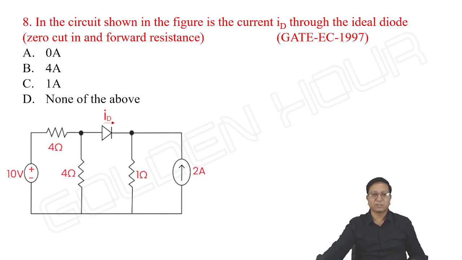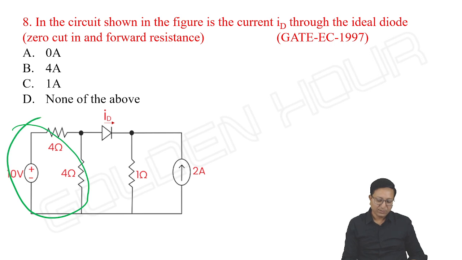Again, look at question number 8. In the circuit shown in the given figure, what is the current ID through the ideal diode, with zero cut-in and forward resistance? Okay, zero cut-in voltage means it's an ideal diode, and zero forward resistance is also possible for an ideal diode. What is the current through the diode they are asking. Again here also source transformation. If you look at this part, it's a Thevenin's equivalent circuit, right? And here we can make use of source transformation.